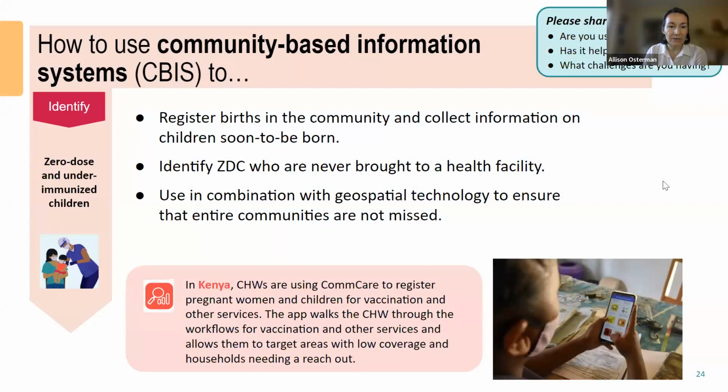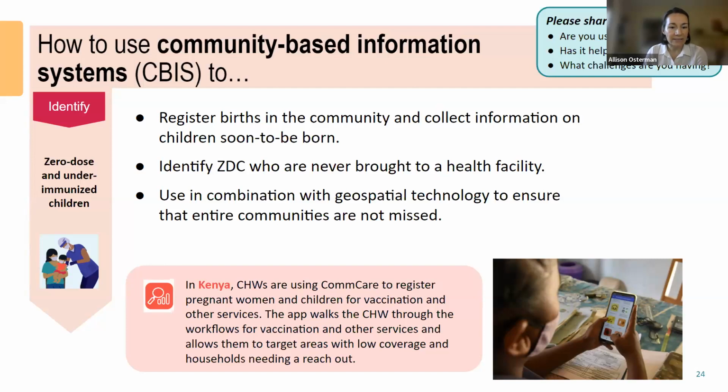Great. So first I'll talk about community-based information systems. As I'm talking, I think it was around 17% that said that they're using this type of system. If you could type in the chat, if you're using it, has it helped you to identify zero-dose or under-immunized children? And tell us about any challenges that you're having using the system or tool. That would be great to have that information.